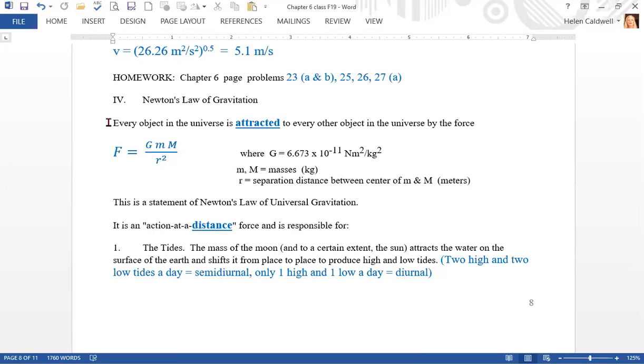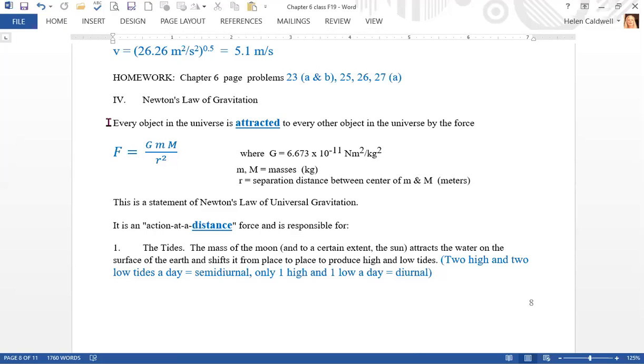Capital G is called big G. We had little g, that was 9.8 meters per second squared, but now we have big G. Big G is 6.673 times 10 to the negative 11 newton meter squared per kilogram squared. You do not need to memorize that number. I'll give it to you in a list of knowns. This is a statement of Newton's law of universal gravitation, and it's responsible for action at a distance forces. So again, it keeps your pencil from flying around the room. It does a whole lot of things.